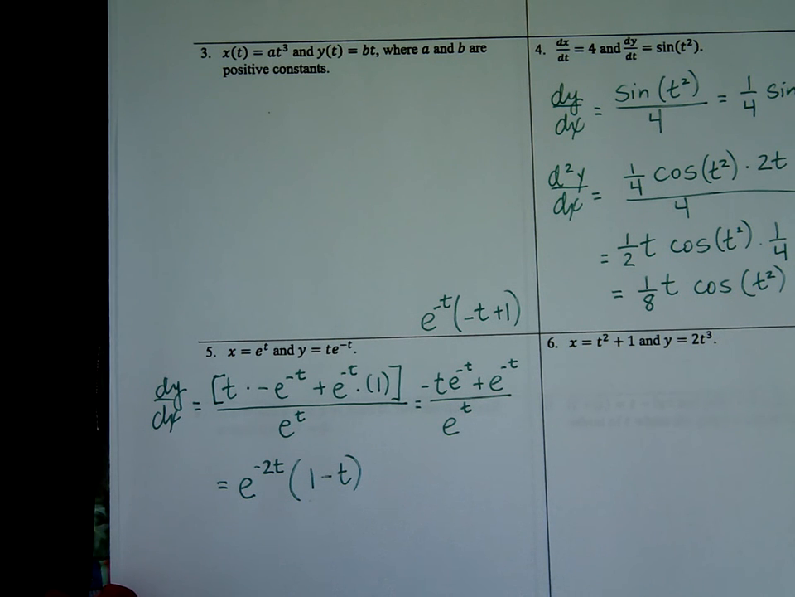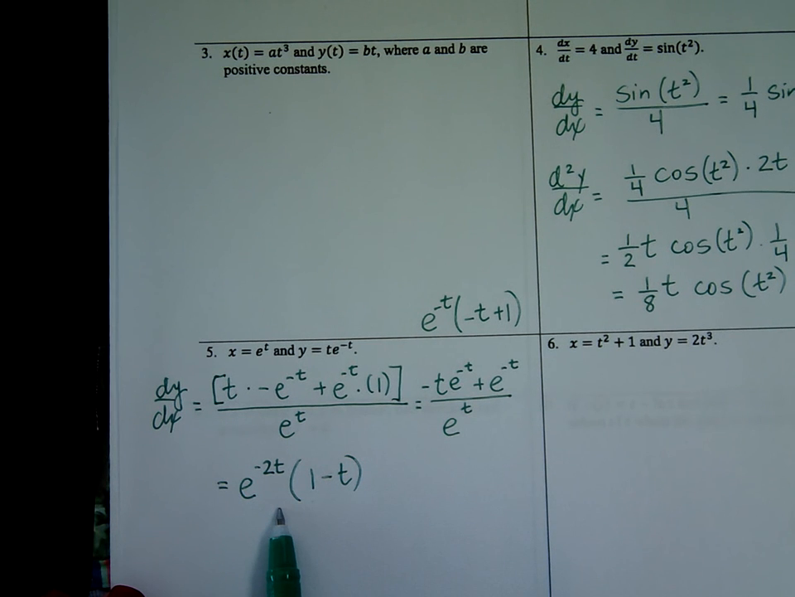I'm going for the second derivative. Couple options on this. Could I distribute this through? Sure I could, but then I'd have to product rule this. I guess either way I'm going to have to product rule, so I'm going to leave it the way it is. This is my first term, e to the negative 2t. Second term is 1 minus t, and I'm going to product rule those two pieces for my second derivative.